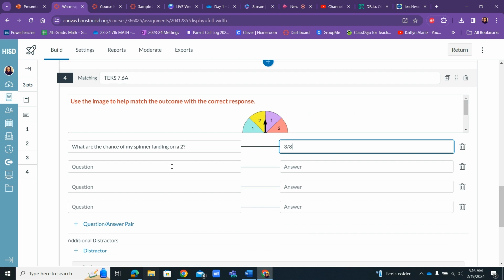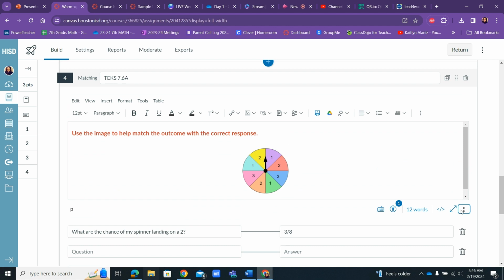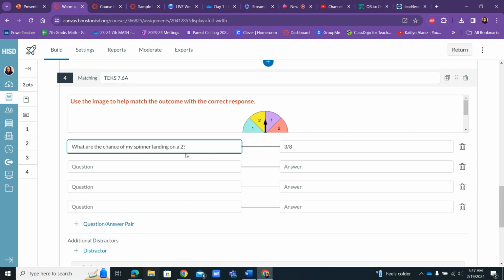Now, if I kept this going, and I want this to be my most difficult question, right? I can say, what are the chances of landing on green, right?